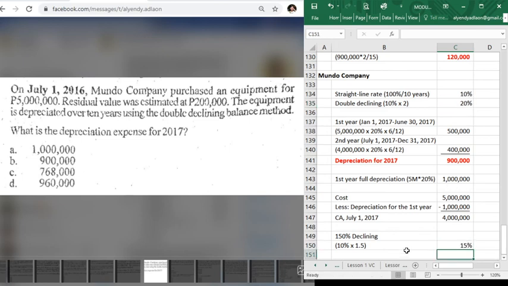Ma'am, can I ask, ma'am? Yes. What is the 150% declining balance, ma'am? What is its effect? You mean why does it exist, or what? Why does it exist, ma'am?